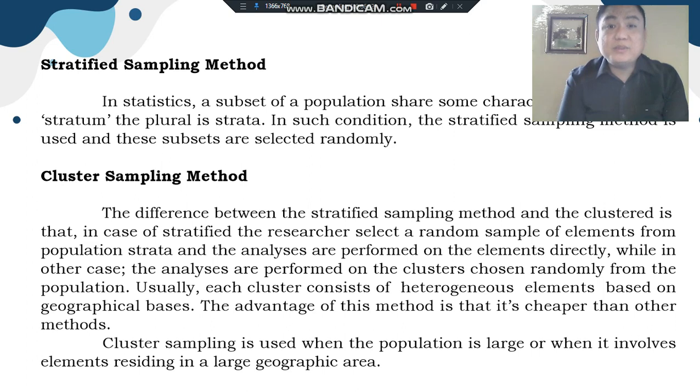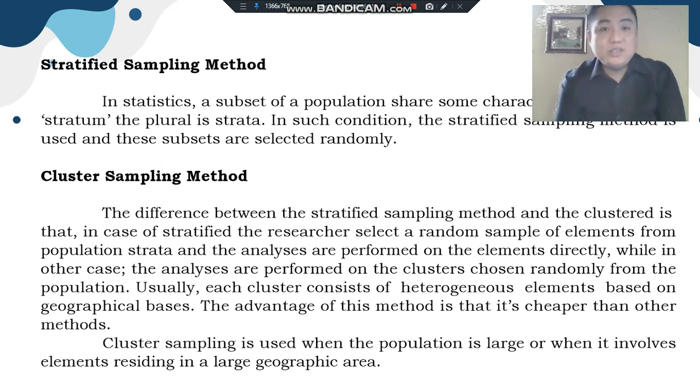The difference between the stratified sampling method and the cluster is that in case of stratified, the researcher selects a random sample of elements from population strata and the analyses are performed on the elements directly. While in cluster sampling, the analyses are performed on the clusters chosen randomly from the population. Usually, each cluster consists of heterogeneous elements based on geographical places. The advantage of this method is that it's cheaper than other methods. Cluster sampling is used when the population is large or when it involves elements residing in a large geographic area.